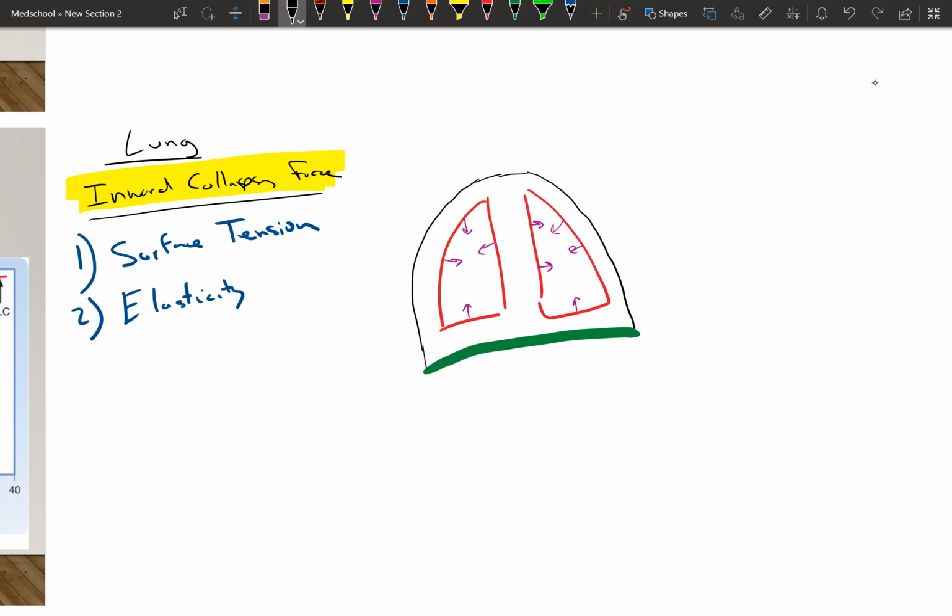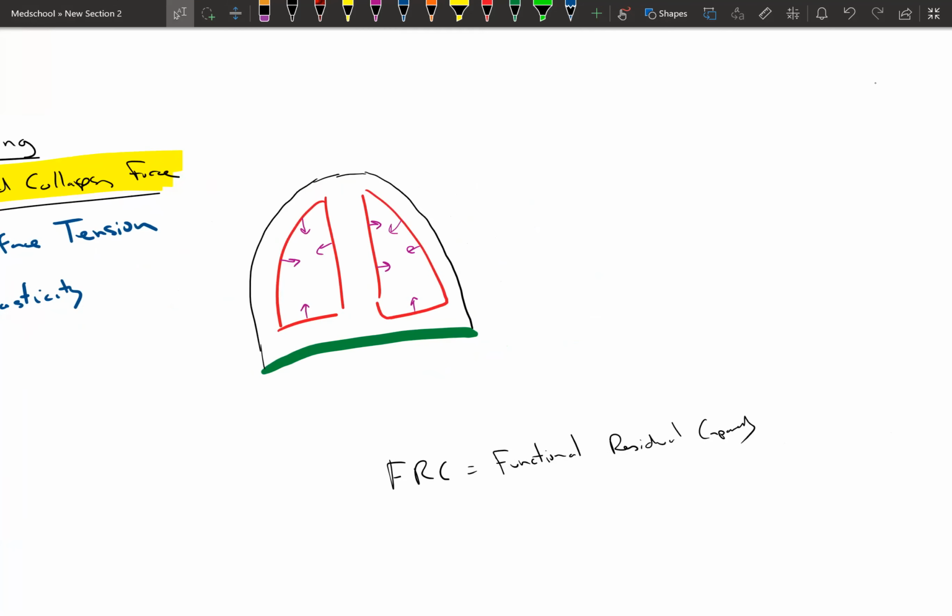Now, at FRC, what does FRC stand for? Functional residual capacity. FRC is where the inward recoil of the lung is equal and opposite to the outward recoil of the chest wall.